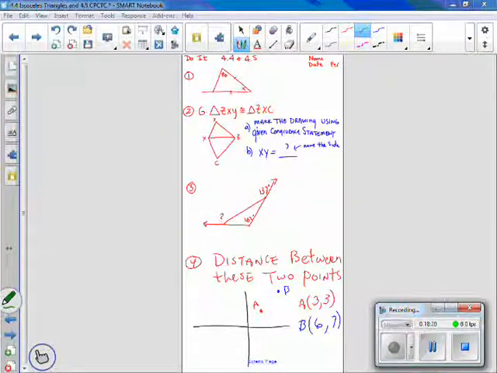Don't forget you had some other homework to do if you didn't finish those problems in class. Let me zoom in on these problems, and we're done.